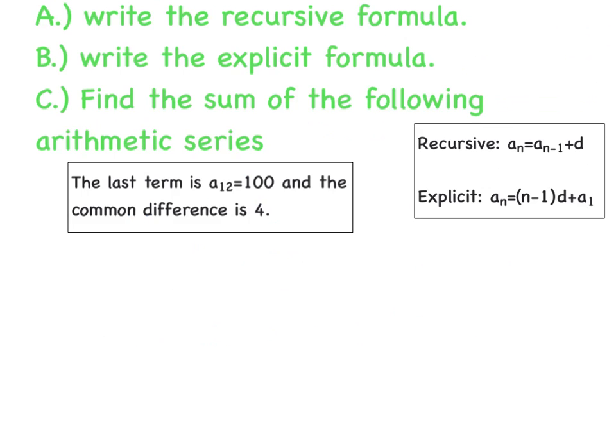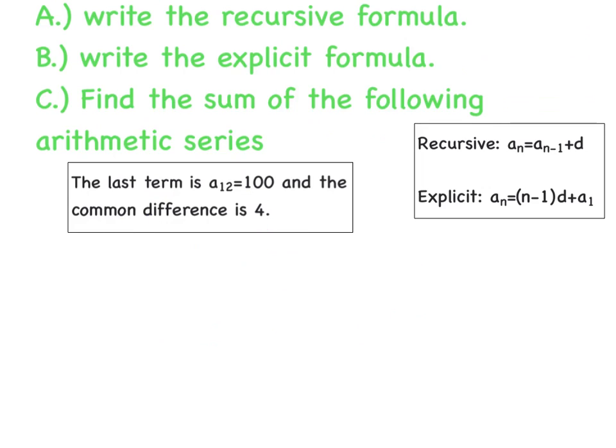Now this next question is significantly more challenging than the previous question, and we're about to find out why. Here's the given information. They said the very last term is a sub 12, which happens to be 100. So the 12th term within this sequence is equal to 100, and the common difference is 4. So the exciting news is they did tell me the common difference. It happens to be 4.